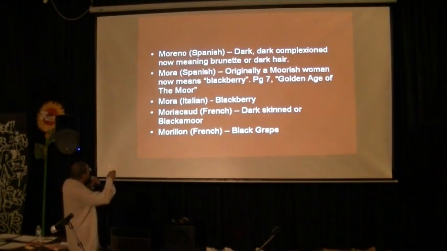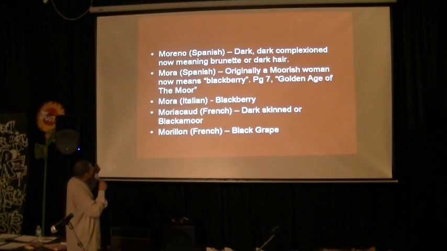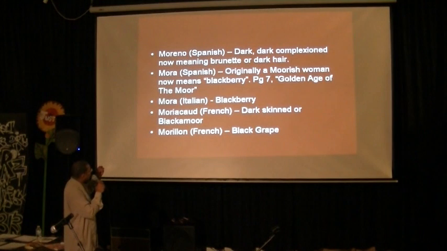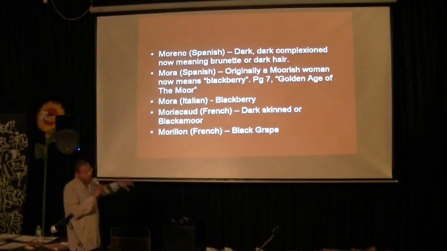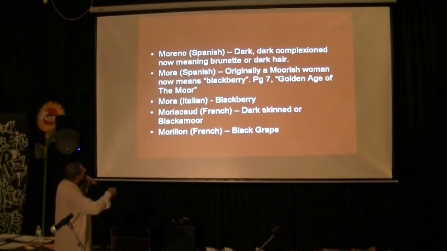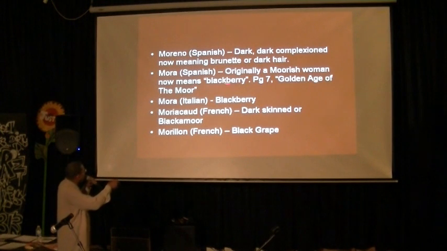Now, here are some words that are similar in sound in Spanish, Italian, and French, and there are a lot more. These are just a few. Moreno in Spanish means dark complexion, now meaning brunette or dark hair. Mora in Spanish originally meant a Moorish woman, now means blackberry.